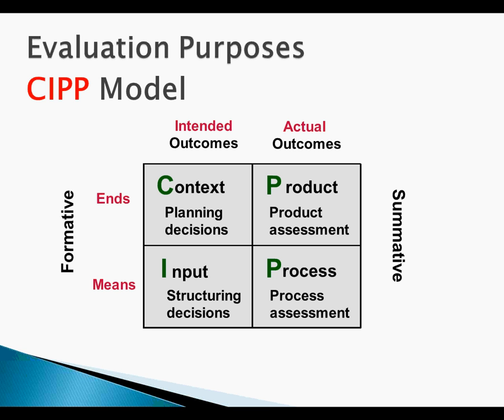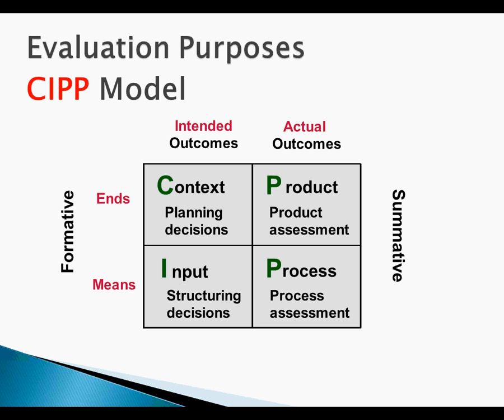Context and input evaluation together are what's often called formative evaluation, and you can think of that as planning or evaluation that you'd be doing during the planning phases. Summative evaluation basically is looking at what happened, both in terms of process and product. And if you look a little further into the grid, context and input is starting to shape intended outcomes. Process and product evaluation looks at actual outcomes.